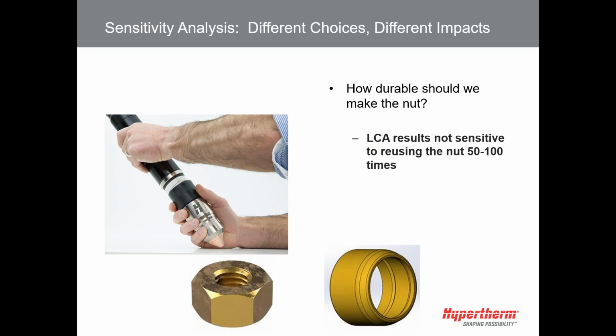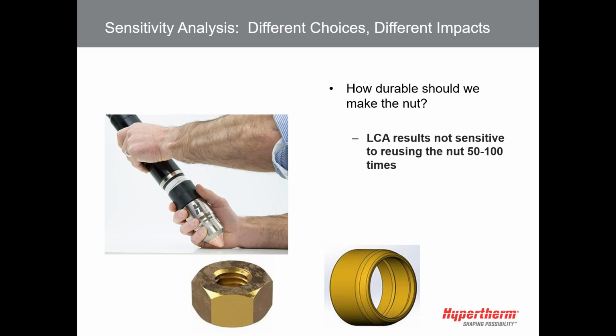There we go. So another component was simply a nut to attach this set of consumables to the plasma cutting torch. One of the questions that the designers were asking is, are we expecting the end user to reuse this nut multiple times? Are we expecting them to throw it away? What if they lose it?